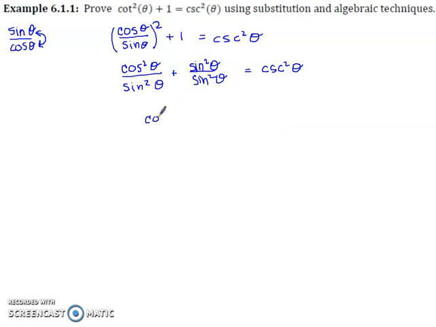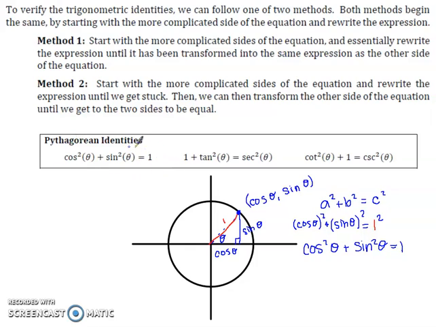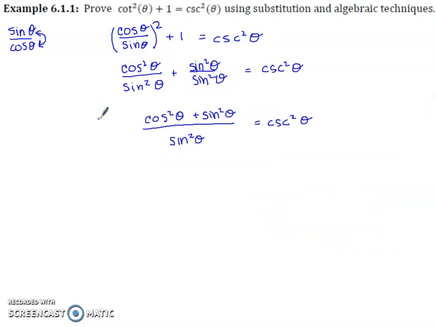So when I add, I've got cosine squared theta plus sine squared theta all over, and then I keep that common denominator of sine squared theta. Now I can look at that numerator and say that that is an identity that I recognize. Cosine squared theta plus sine squared theta is a very, very common identity. If I go back to what we just talked about on our last page, I see that cosine squared plus sine squared is equal to 1. So I can use my Pythagorean identity to rewrite that numerator as just 1.